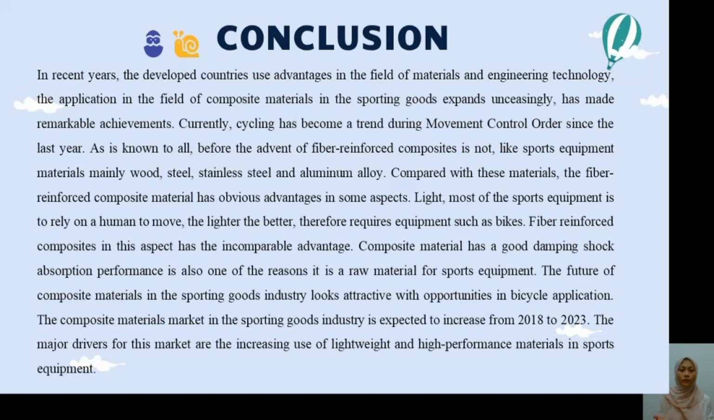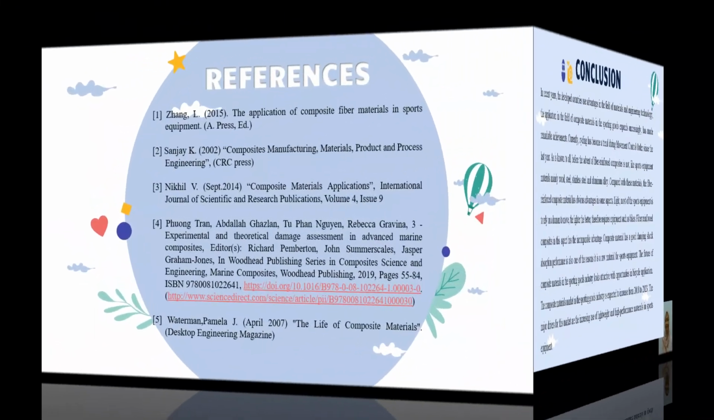The future of composite materials in the sporting goods industry looks attractive with opportunity in bicycle application. The composite materials market in the sporting goods industry is expected to increase from 2018 to 2023. The major drivers for this market are the increasing use of lightweight and high-performance materials in sport equipment.